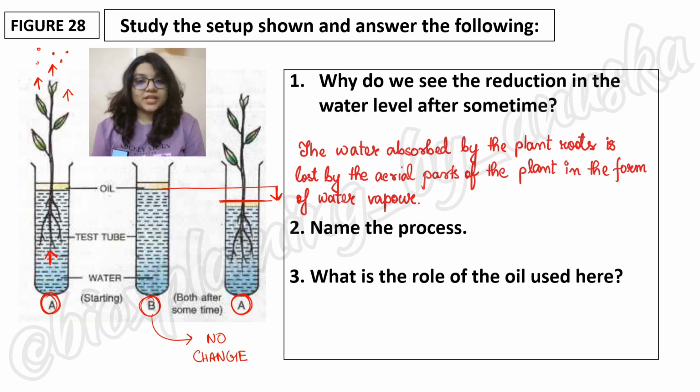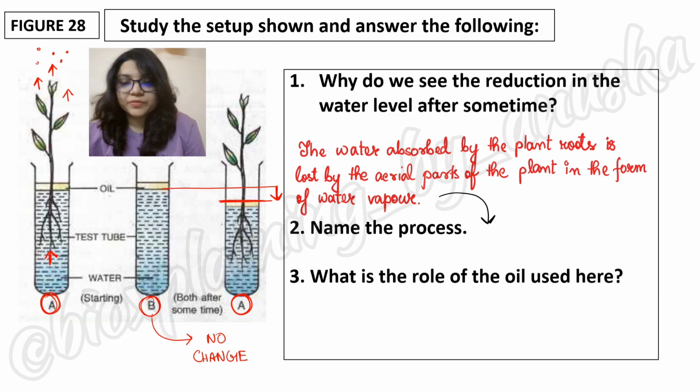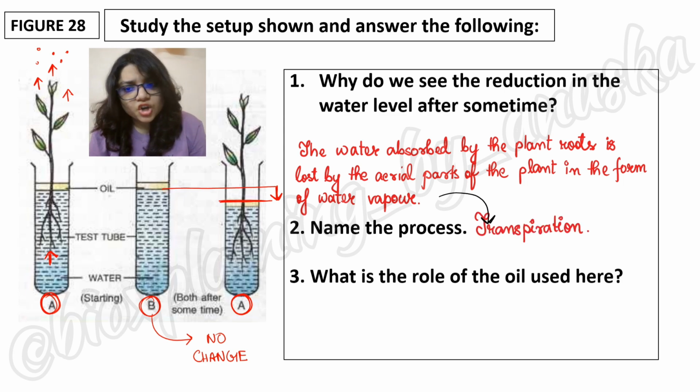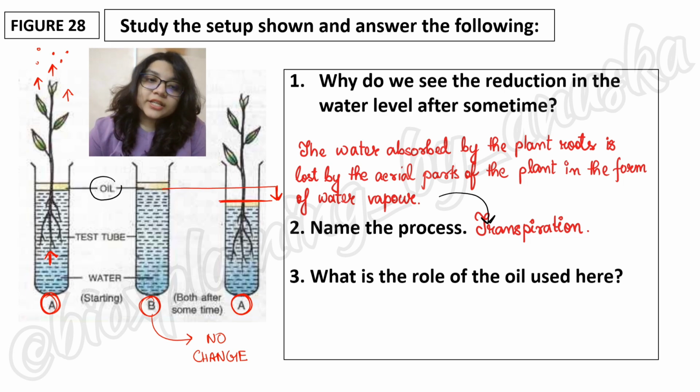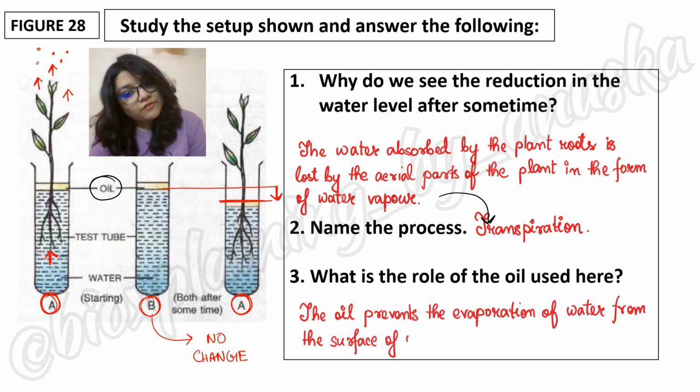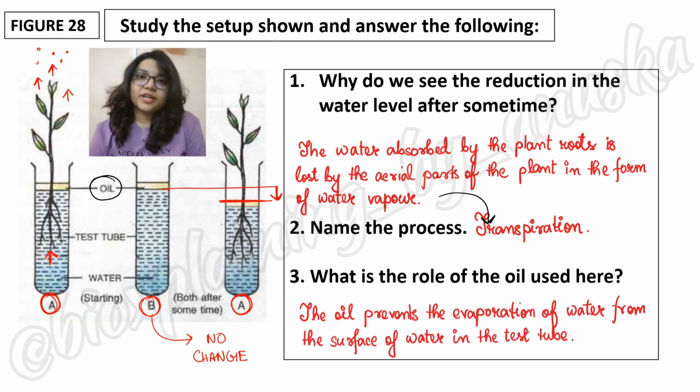Now, what is this process called? This process, that is the evaporative loss of water, is called transpiration. Now, why do you have this oil used here? What's its role? The oil prevents the evaporation of water from the surface of water in the test tube.